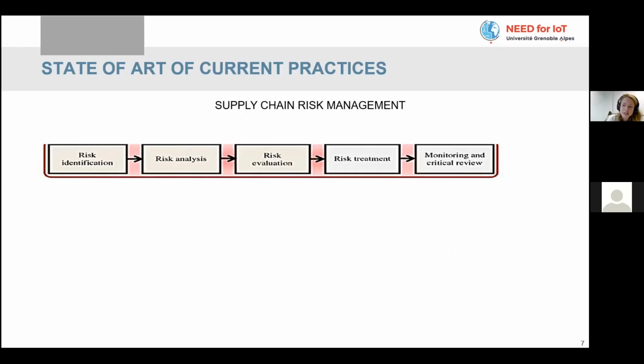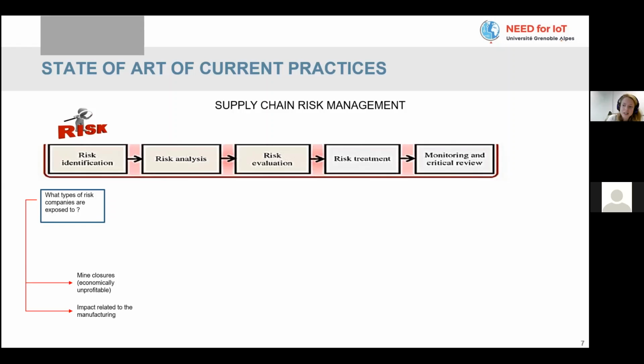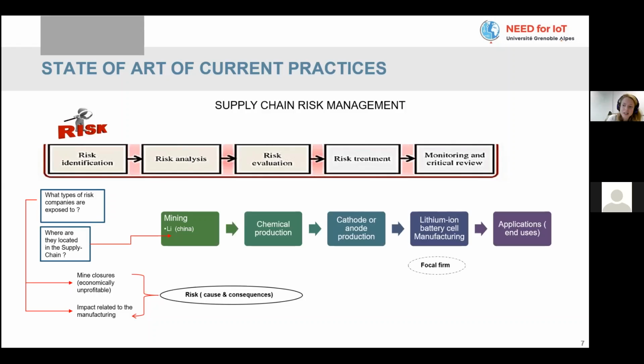How? First of all, we have to identify them by asking some questions. The practitioner or the company needs to ask: what types of risks is the company exposed to? Here we have an example: mine closures. The mine is closed, this is the cause. What is the impact? The impact is related to manufacturing, so the supply will cease. Here we have the scenario of risks. The second question that we ask: where are they located?